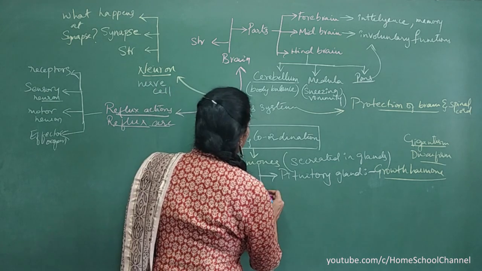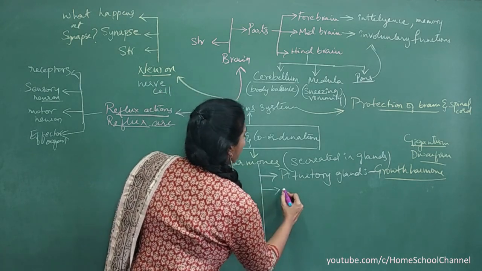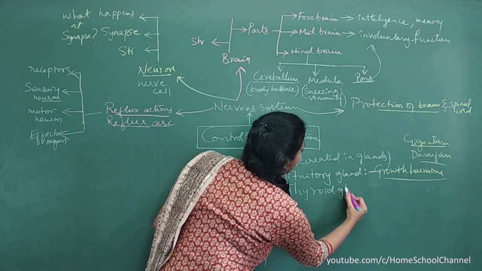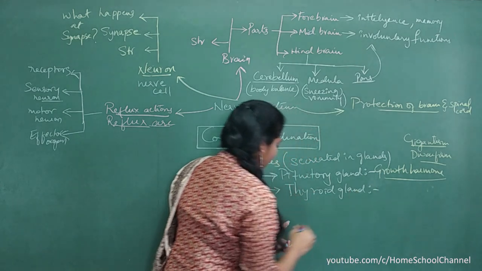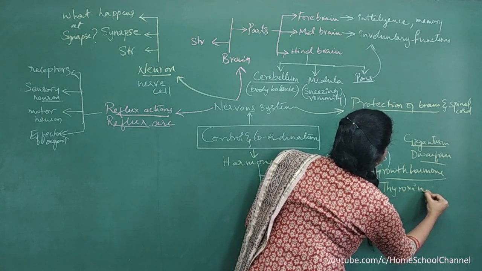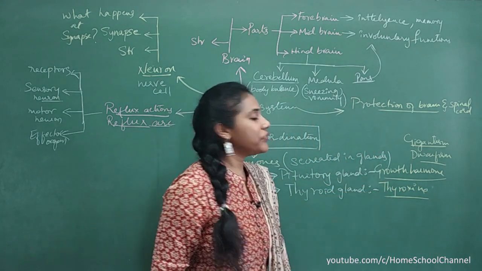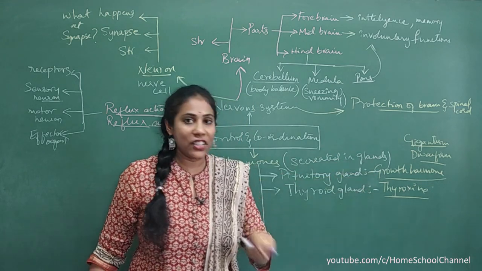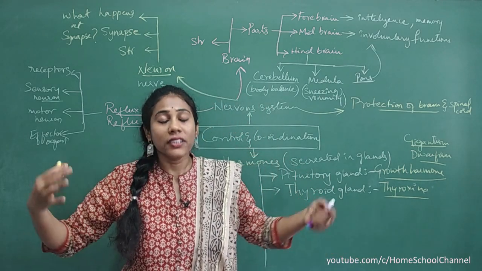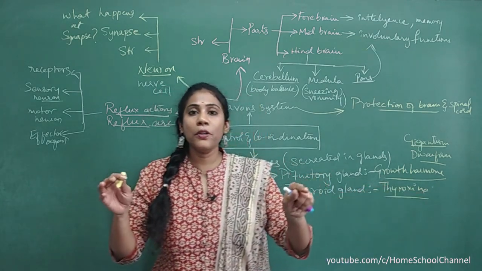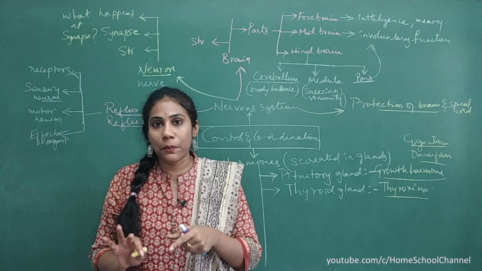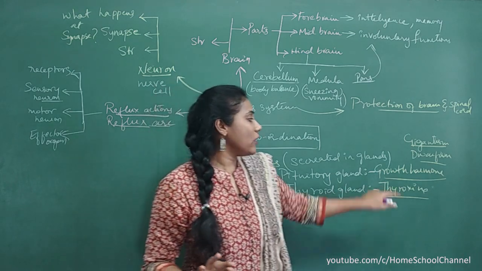And next, coming to the thyroid gland. This is one more important gland, the thyroid gland. This thyroid gland secretes a hormone called thyroxine. So what is the function of thyroxine? Every hormone's function is important. Since there is no space, I am not writing; I am just telling you, try to understand. Thyroxine hormone helps in metabolism, carbohydrate metabolism as well as fat metabolism. This is the work of the thyroxine hormone.